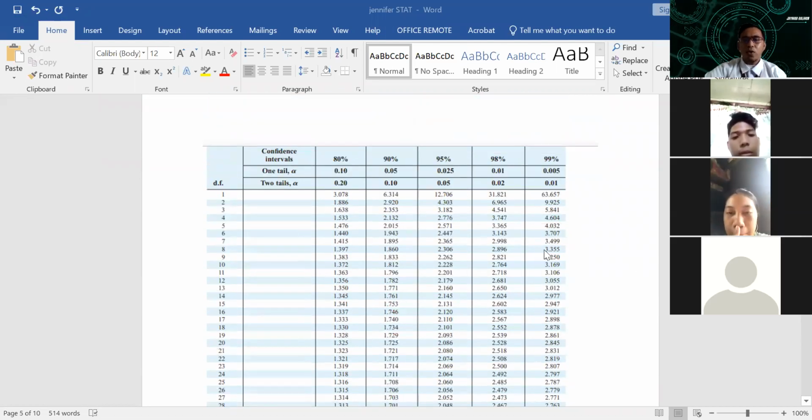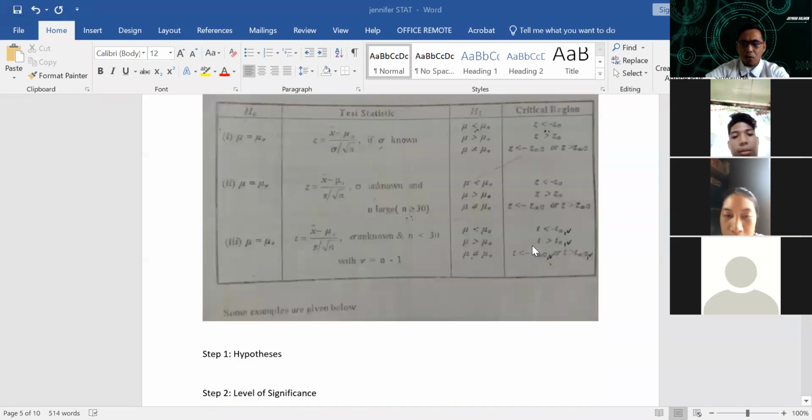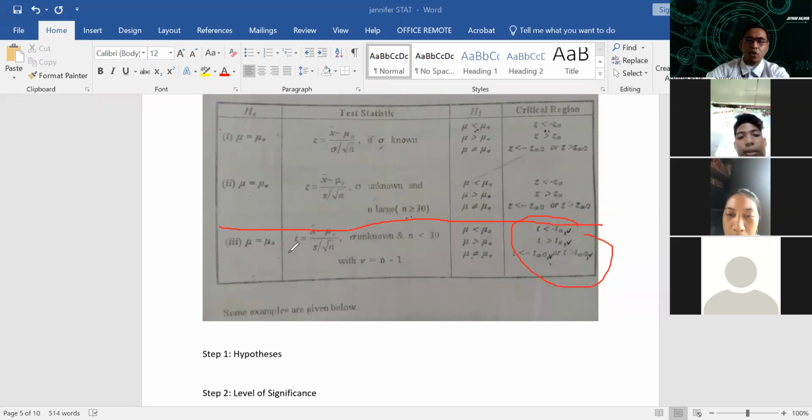Okay. How to use this table? To use this table, say for example, you have t equal to alpha. Example. So that you will not be confused, say for example, we use this one. It means, in step number 3, you use case 3. It means your population standard deviation is unknown and your sample size is less than 30. You are using this one.